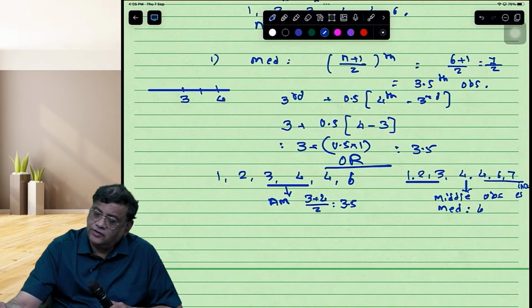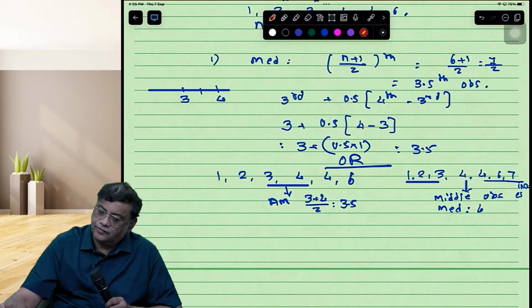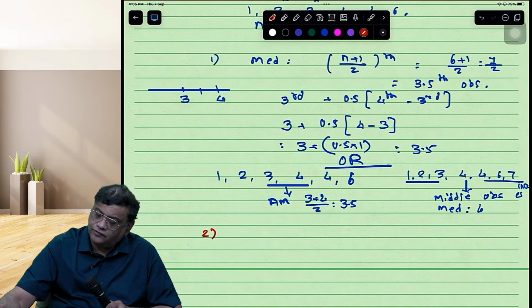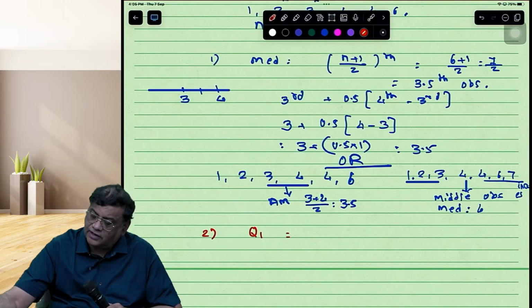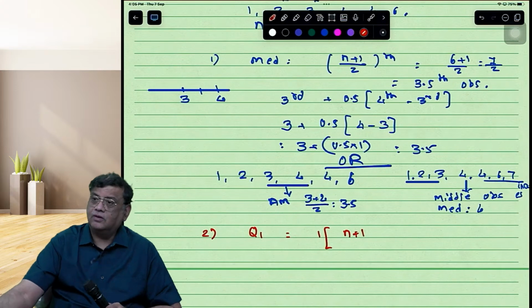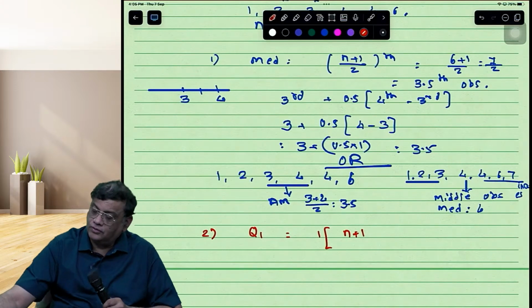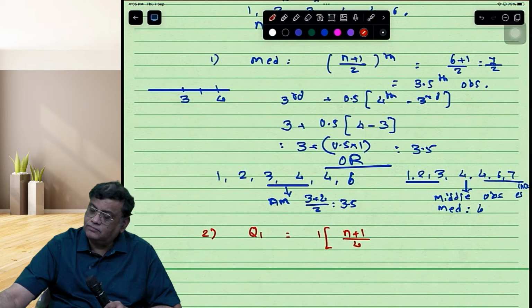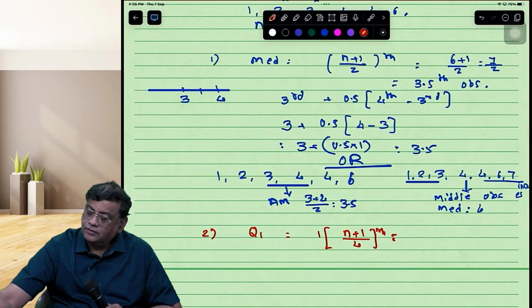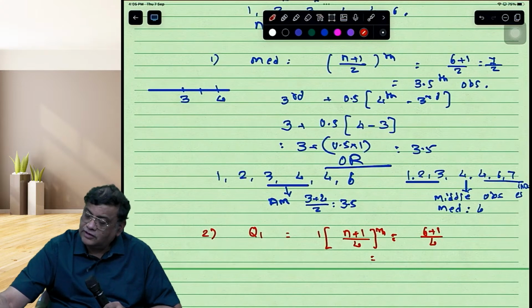Then my question is, on the same lines, how would I find the first quartile? The first quartile will be 1 into (n plus 1) by 4, since quartiles make 4 parts. Therefore (n plus 1) by 4 observation, which is (6 plus 1) by 4, that is 7 by 4. Now 7 by 4 is 1 point what?